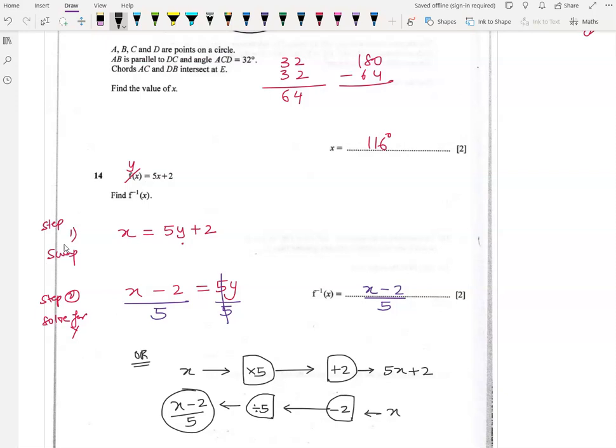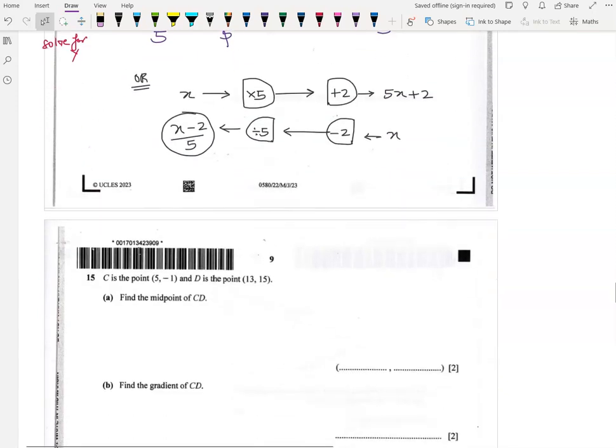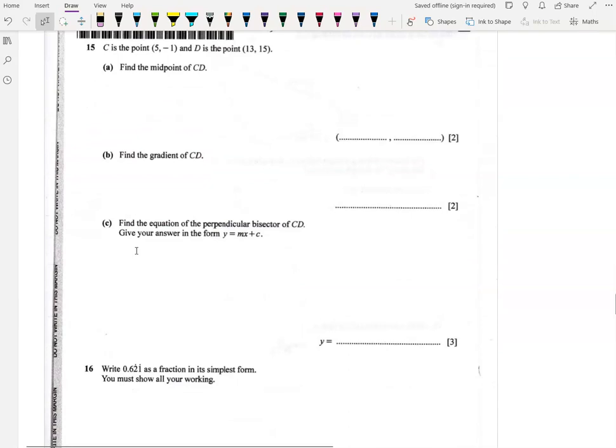So whichever method is convenient, you can use it. Okay, moving to the next question. Number 15. C is the point (5, minus 1) and D is the point (13, 15). Find the midpoint of CD.